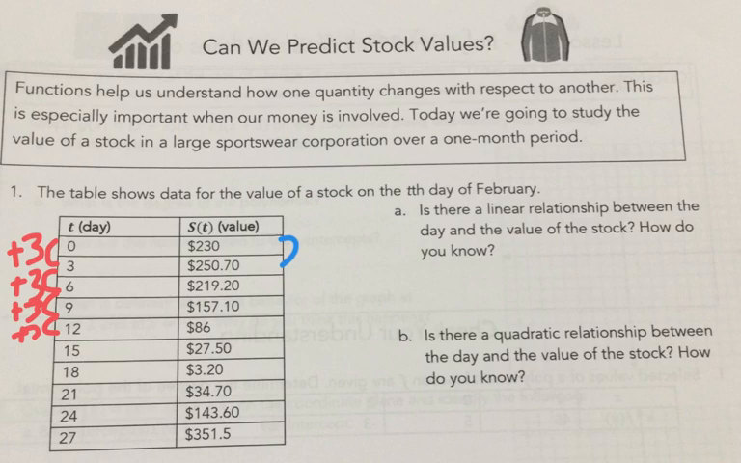So to go from 230 to 250.70, what? $20.70. So for it to be linear, what must the next one be? Up $20.70. Okay, well, how did I get from 250.70 to 219.20? Well, I would have gone down $30.50, $31.50.